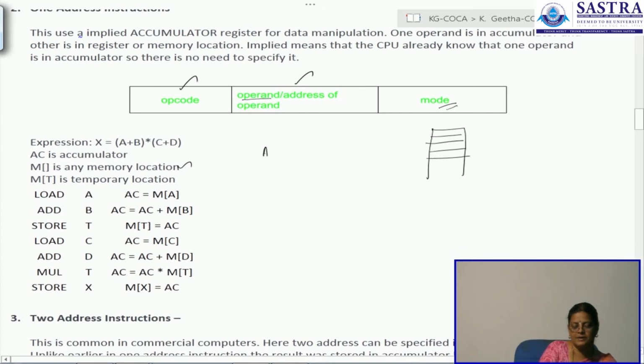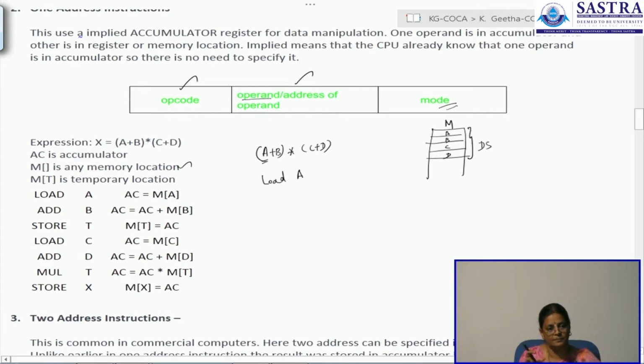Now we will again take the same expression, A plus B star C plus D. So A, first I have to get A, so I will be using load A. Load A means memory will be having the values of A, B, C and D. It will have all the values available in the memory, and I hope you all know this is the portion called the data segment. So some portion of the memory designated as the data segment is supposed to handle all the data. The data will be available in the memory, and I don't know the address. Whatever the address of that operand is, that will be referred, and that will be moved into the accumulator.